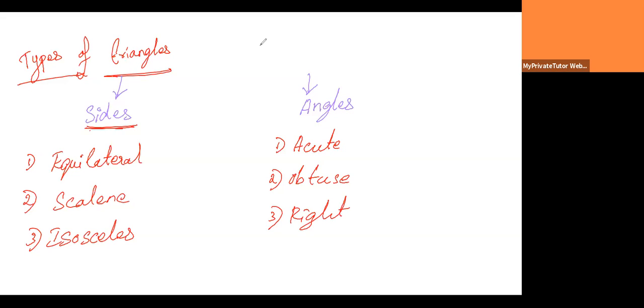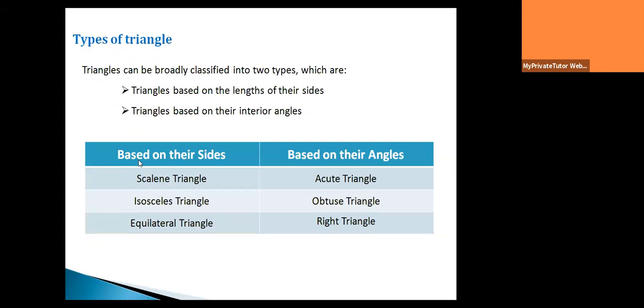Okay, let's discuss each one separately, guys. Before that, just have a look at this. This is what I was trying to explain. Hope you can see the PPT. The types of triangle are classified based on the sides and based on the interior angles. That is also an important one. If everyone understands, we'll go to the next. Anybody has any questions?